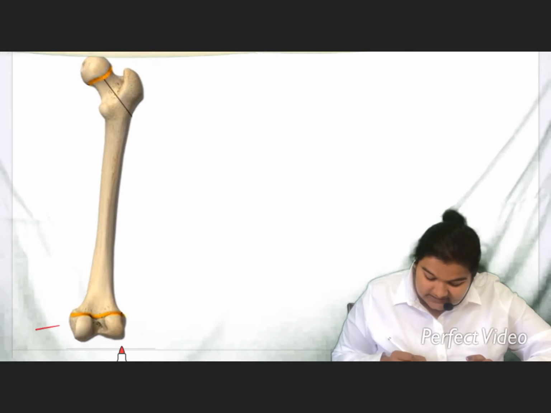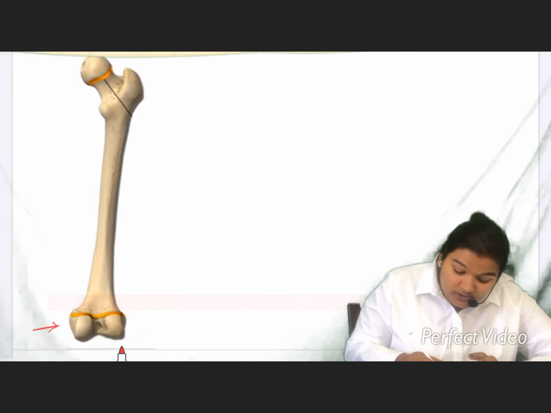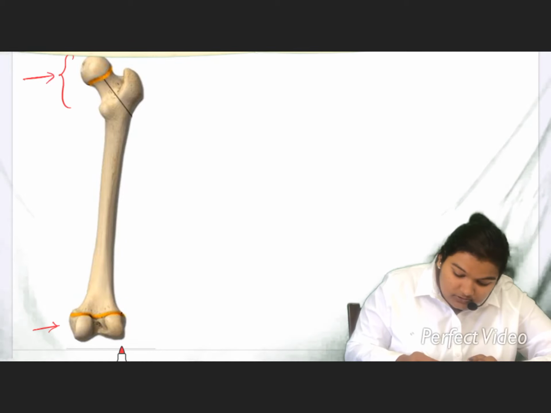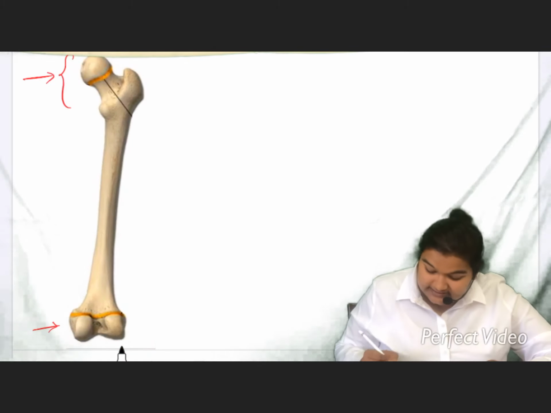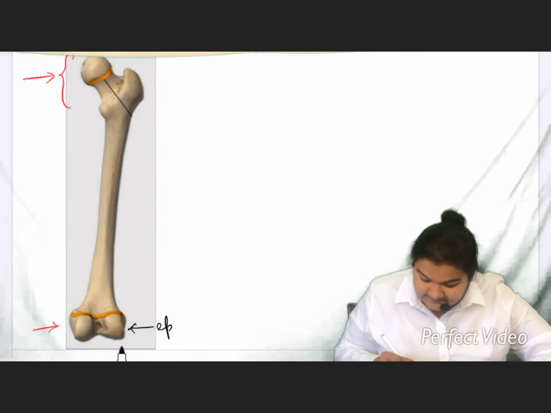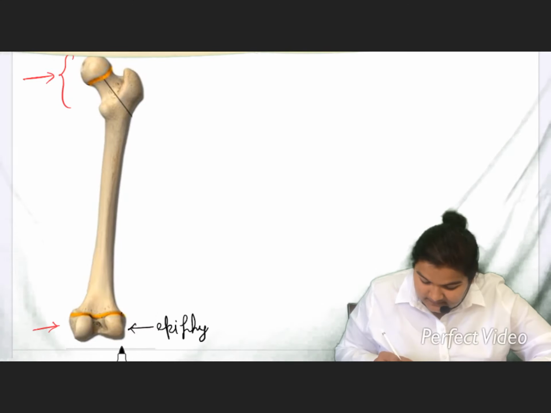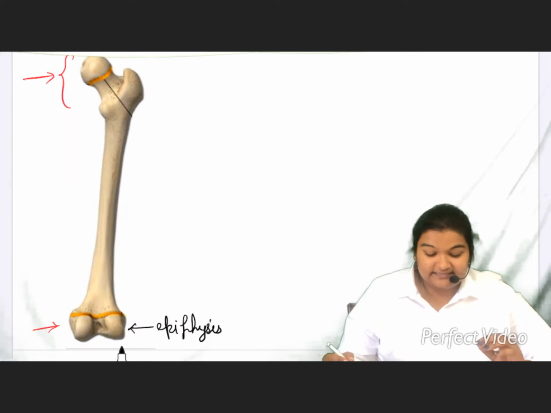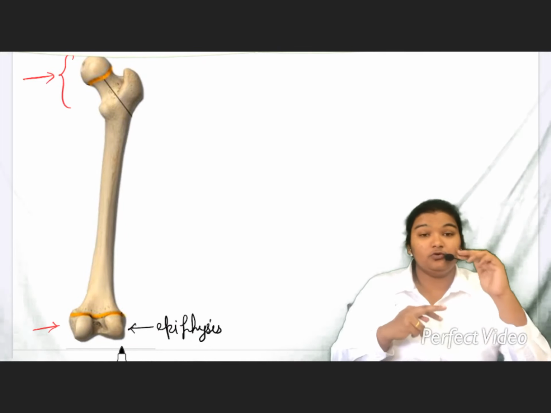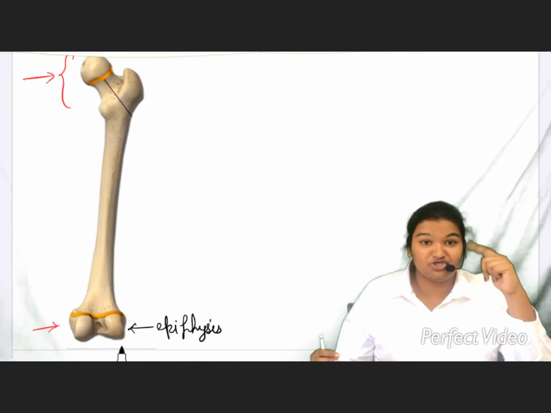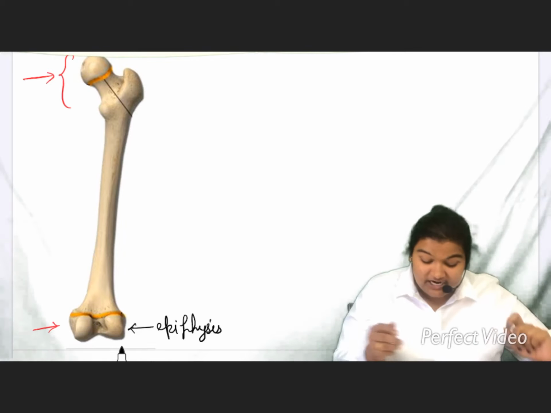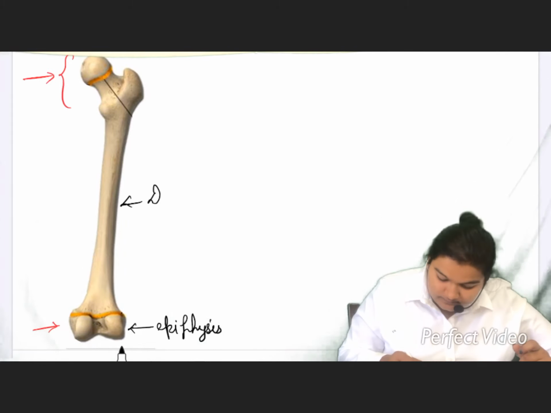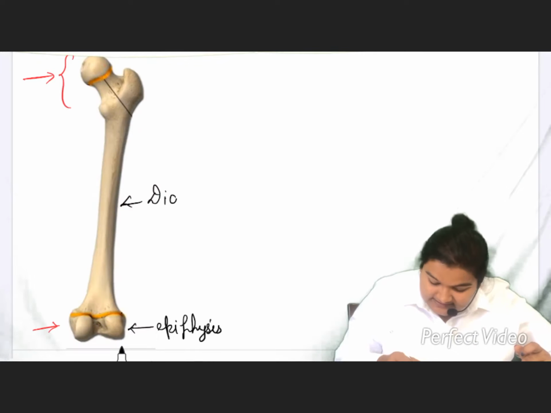Okay, so these are the 2 ends of the long bone, and we call those ends epiphysis. Between those 2 epiphyses, we have a shaft, and that shaft is the diaphysis. We call it diaphysis.